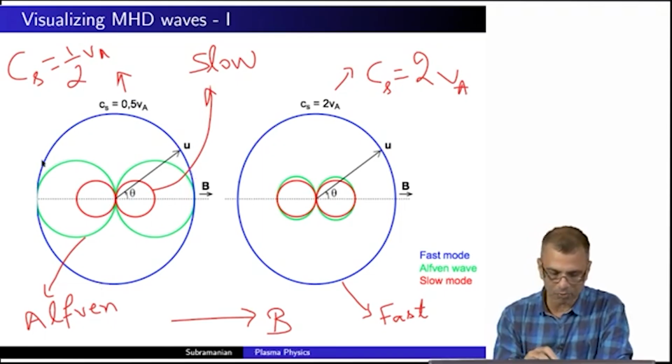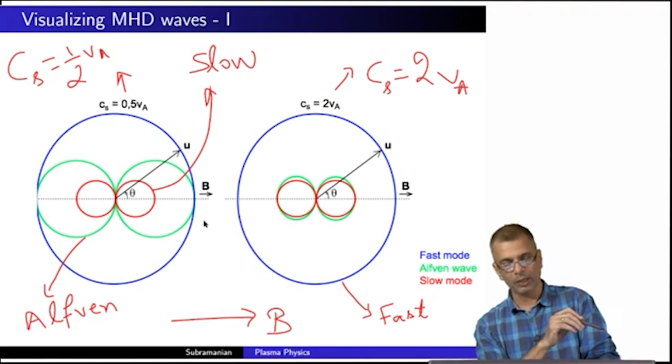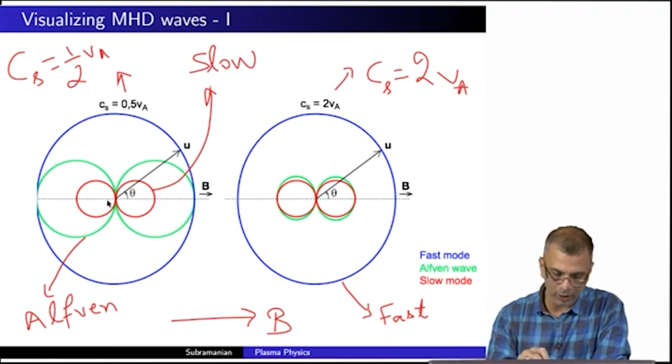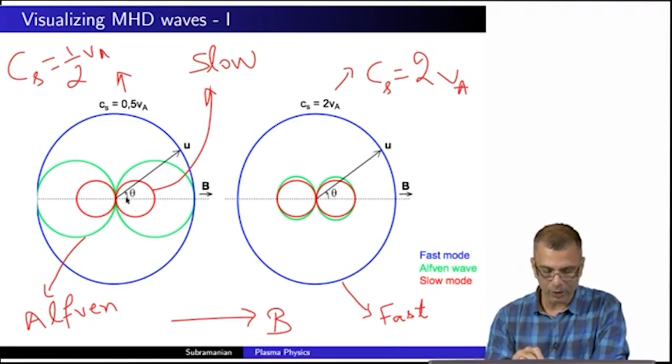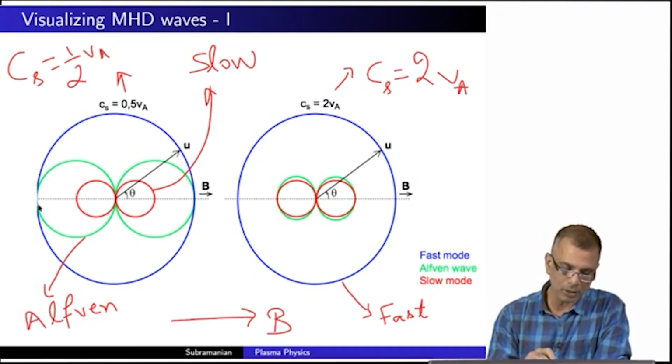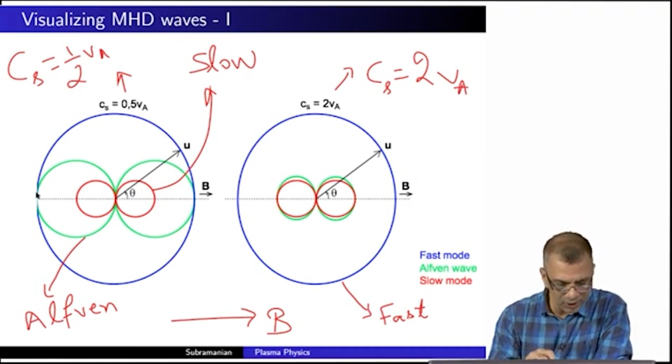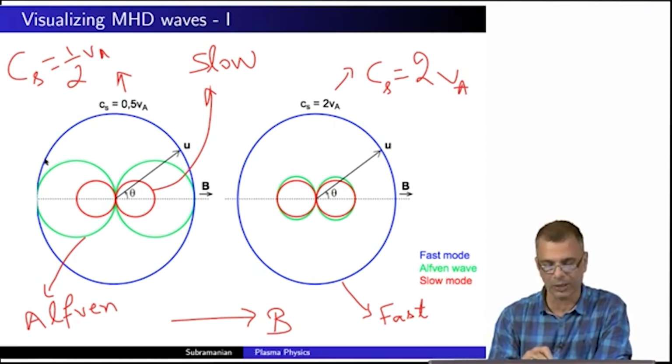Okay, so you see, in this case where the sound speed is slightly lesser than the Alfvén speed, this is what the surface, if you will, for the fast mode looks like. The slow mode looks like this. You see this one looks very much like a cosine theta or cosine squared theta kind of plot, whereas here there is not much evidence for a cosine theta. There is some anisotropy but not much.